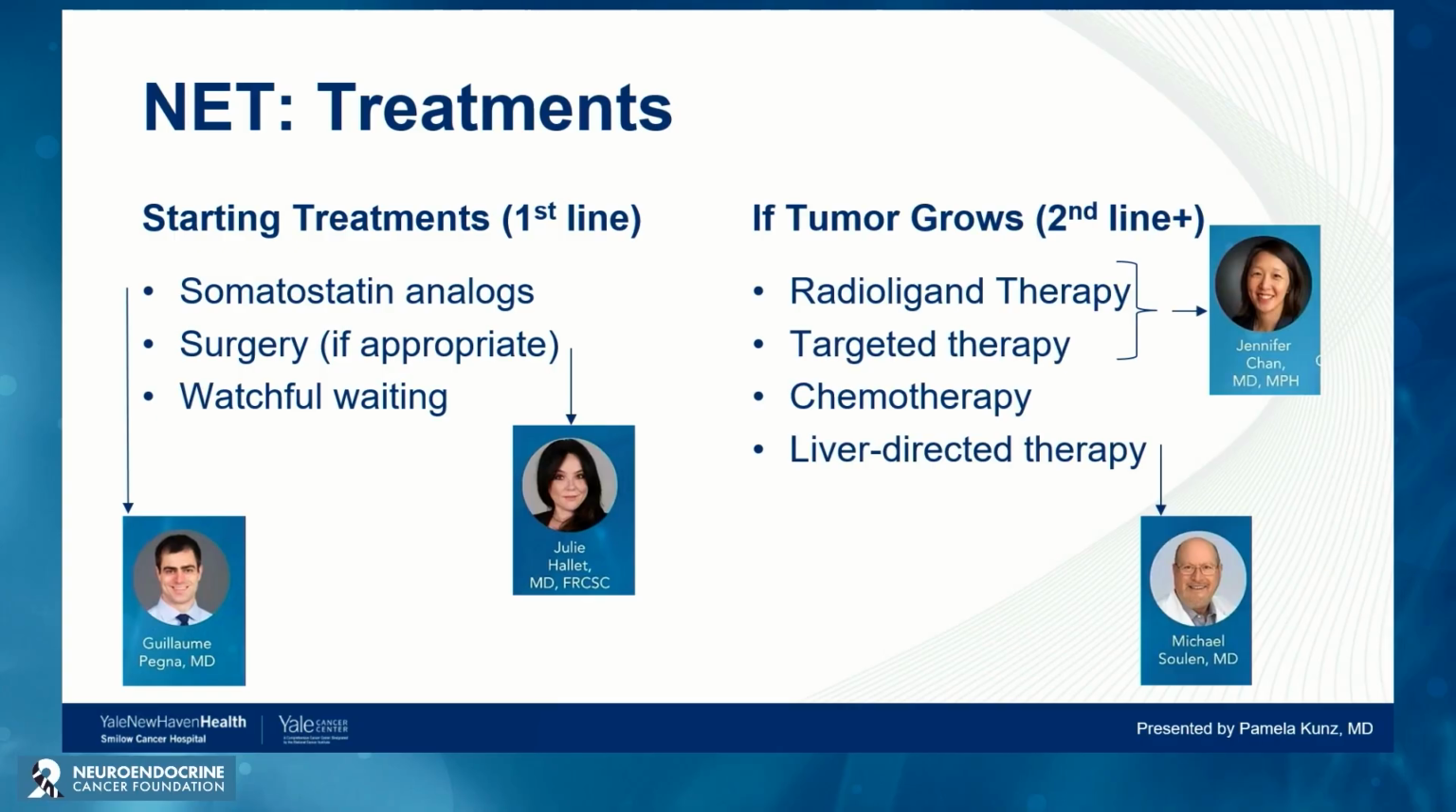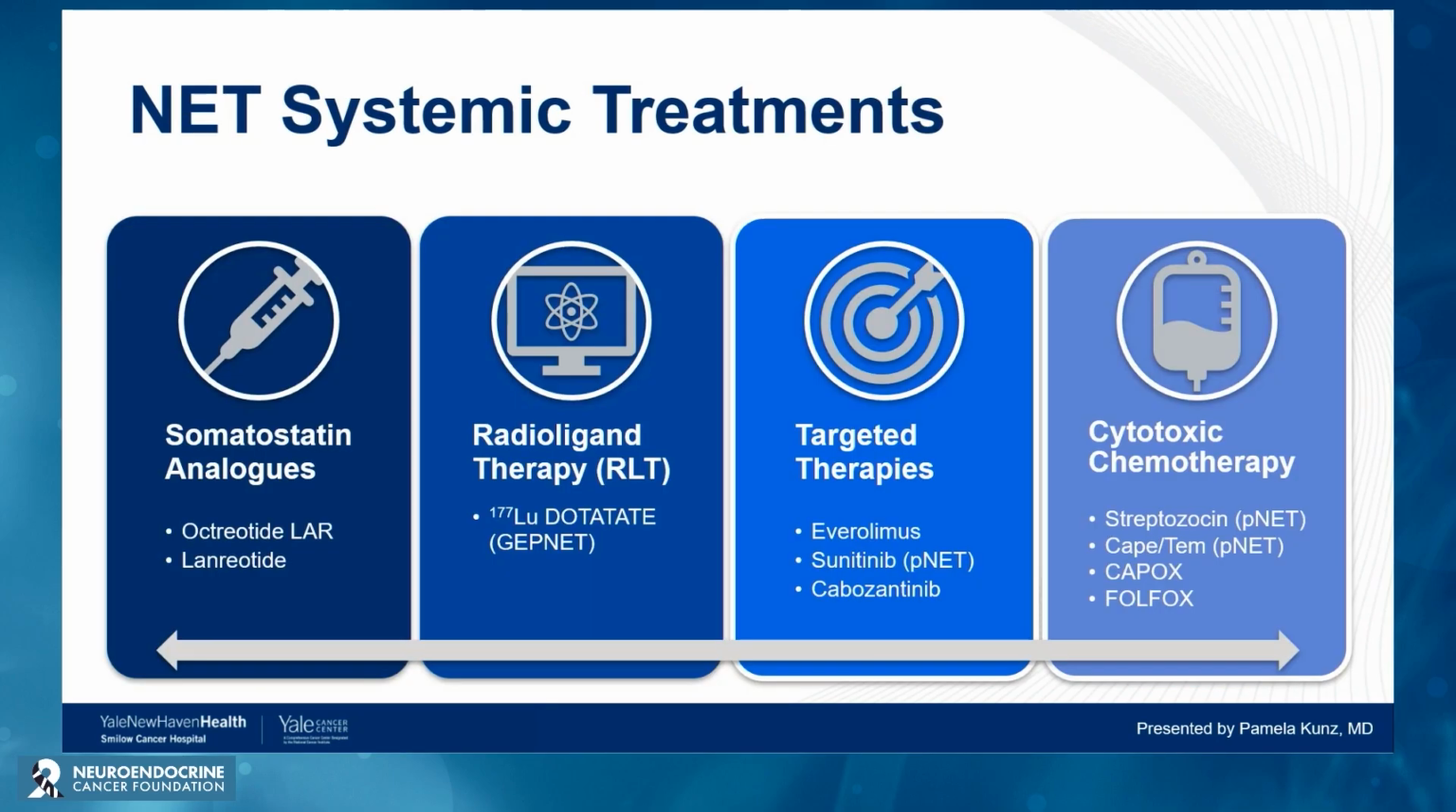If the tumor grows, in oncology lingo, we call that second-line or beyond treatments. We think about radioligand therapies, targeted therapies, chemotherapy, and liver-directed therapy. Dr. Chan spoke about radioligand and targeted therapies, and Dr. Sulin talked about liver-directed therapies. Systemic treatments for patients with advanced disease fall into 4 main categories. You've heard several talks on these already, but just to bucket them for you.